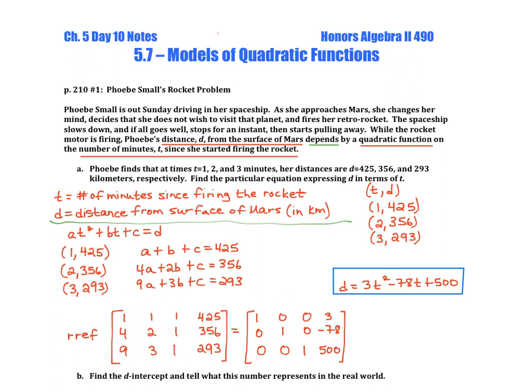So if I interpret this, this is saying that 1A is equal to 3, 1B is equal to negative 78, 1C is equal to 500. And so if I go back to my quadratic function and I plug all of that in, I plug in a 3 for A and a negative 78 for B and a 500 for C, then I get that my distance equation is equal to 3t squared minus 78t plus 500.